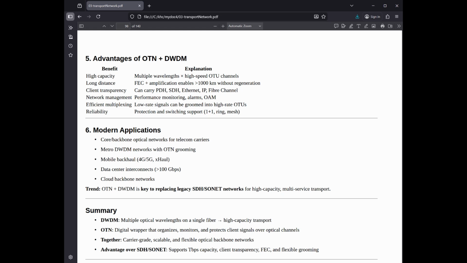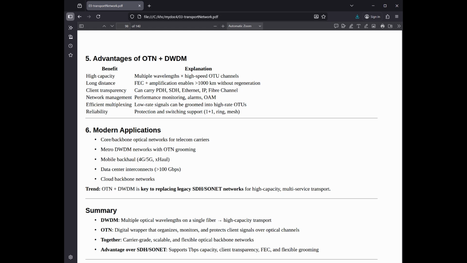Over thousands of miles of underwater fiber, signals degrade. OTN's advanced FEC is the only way to fix the signal at the receiving end without having to place electronic regenerators on the ocean floor. Spectral efficiency: DWDM allows operators to squeeze the maximum possible terabits out of the few fiber pairs available in a multi-million-dollar cable.